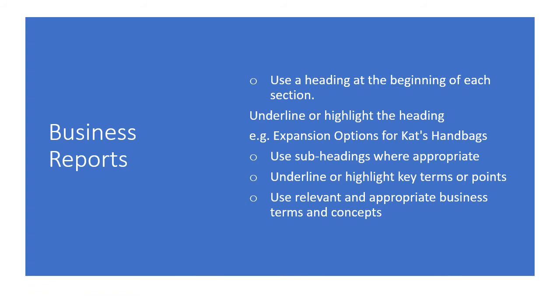Headings at the beginning of each section so that the marker knows exactly what part of the report you're talking about. Underline or highlight the heading. For example, you could have expansion options for Cat's handbags. Use subheadings where appropriate, underline or highlight key terms, use relevant and appropriate business terms and concepts. It's just sort of going over that same thing.